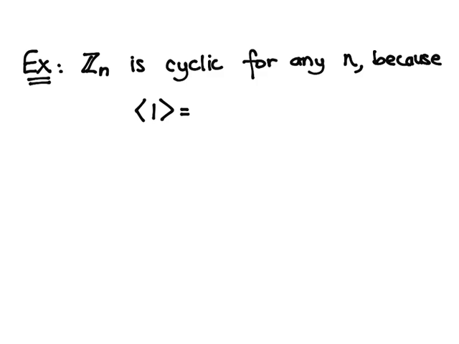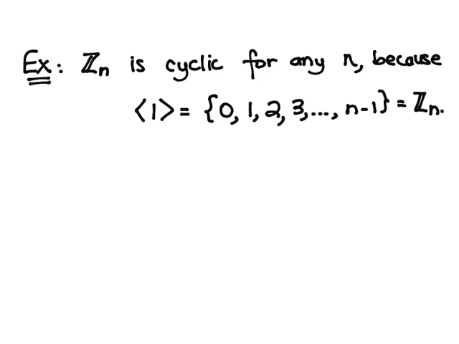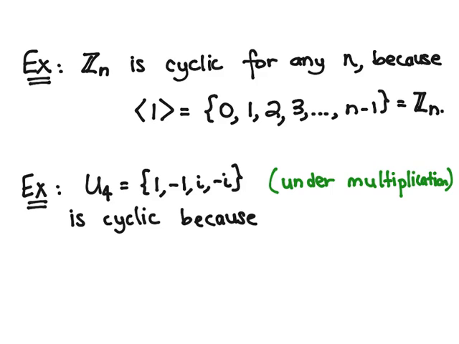What's nice about looking at the subgroup generated by 1 in that last example is that it shows you there wasn't really anything special about the number 5. In fact, Zn is cyclic for any n, because no matter what n is, I can look at the subgroup generated by 1, and it'll contain the identity, which is 0, it'll contain 1, and all of the things I get by adding 1 to itself repeatedly, which will gradually give me every element of Zn. So I've found an element such that the subgroup generated by it is the whole group. That shows that this group Zn is cyclic.